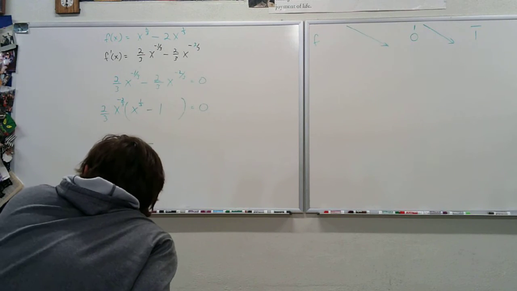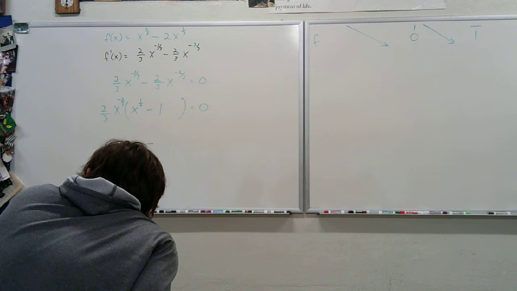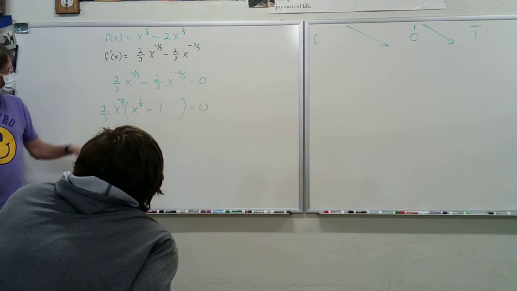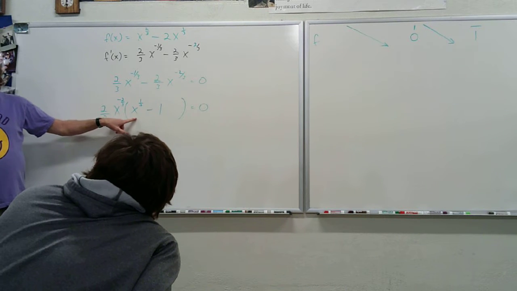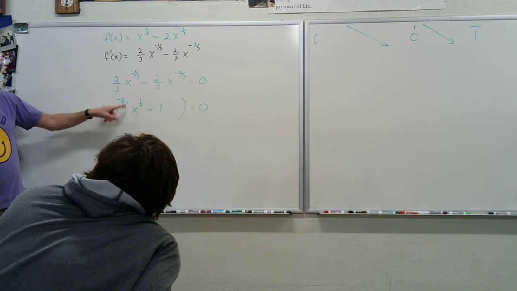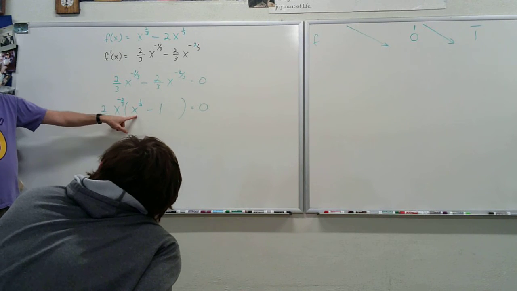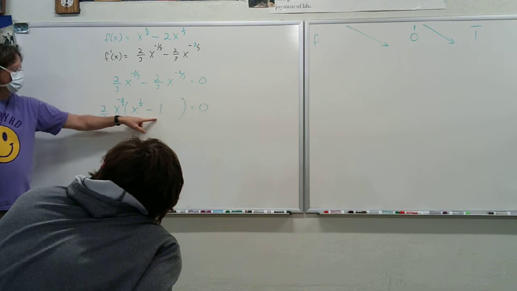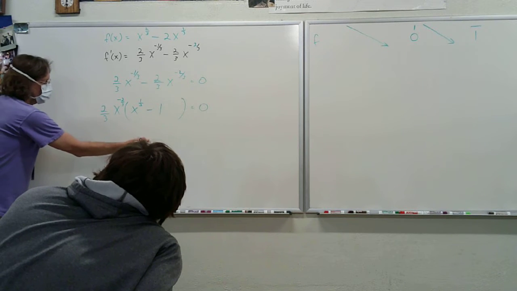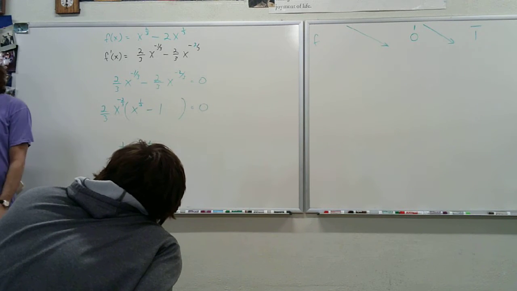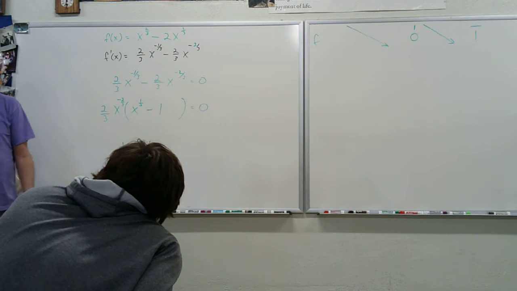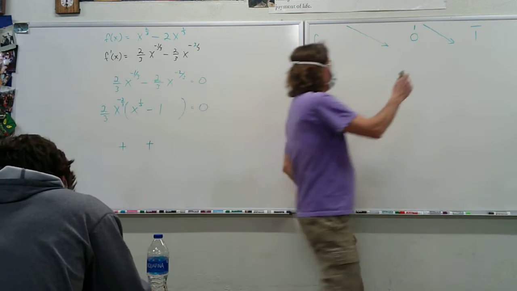Okay, pick the number. What number are you going to pick next? A number larger than 1. I'm going to pick 8. Why am I picking 8? Because it's easy to take the cube root of it. If I put 8 in here, we know it's positive, right? I take the cube root of it and find out this is positive. Positive times a positive is positive. Goes up. All right.